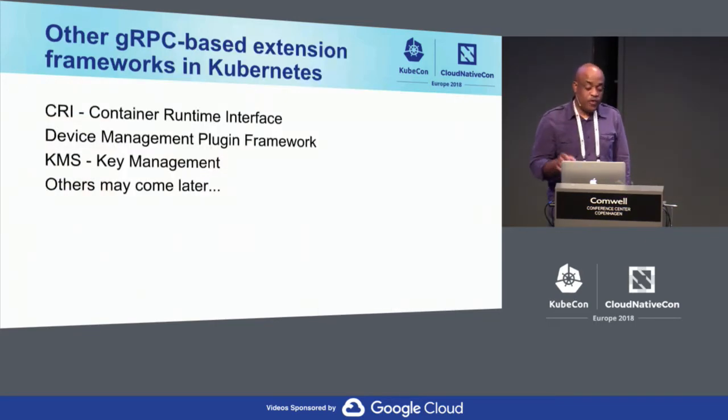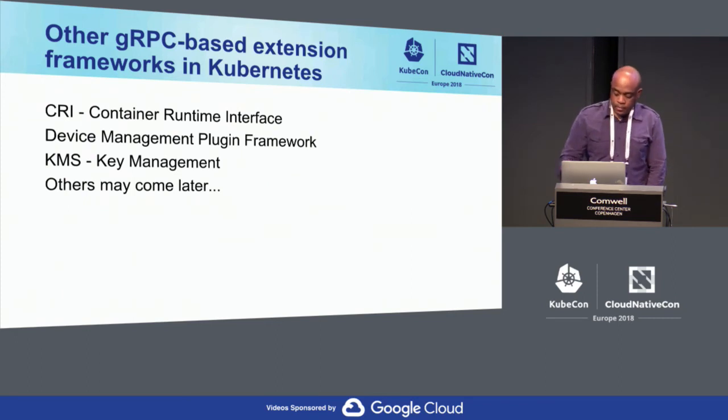Now, there are other frameworks that have used gRPC as an external way of creating plugins: the CRI, the Device Management Plugin Framework, the Key Management Framework, and probably more will come. And one of the things they're looking at is how CSI is doing, to see if it's one way to continue to extend Kubernetes. And I have 20 seconds to spare.